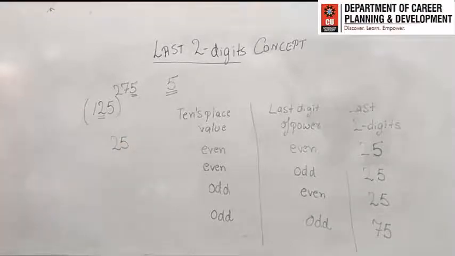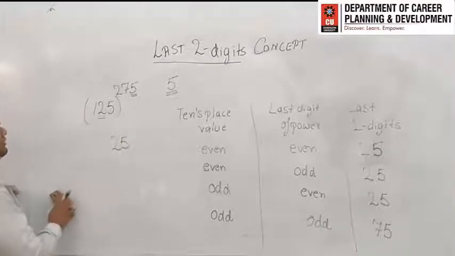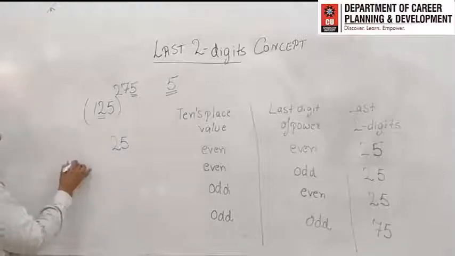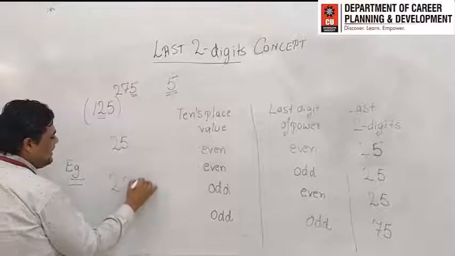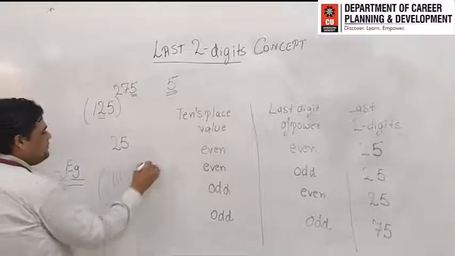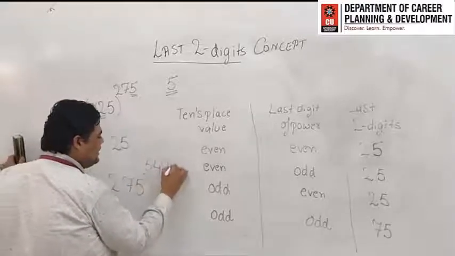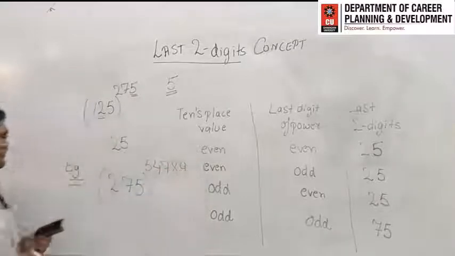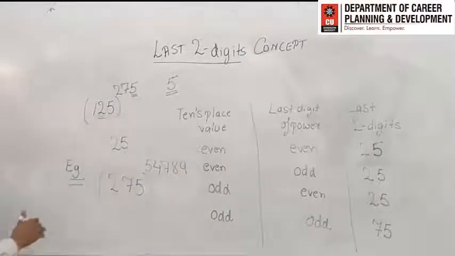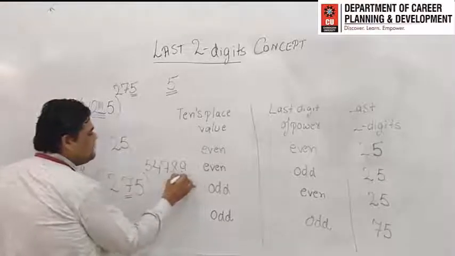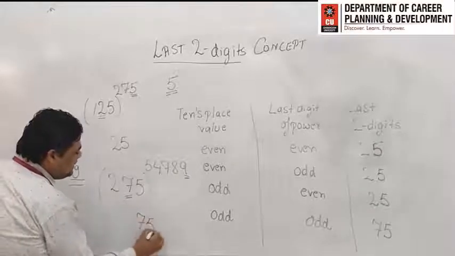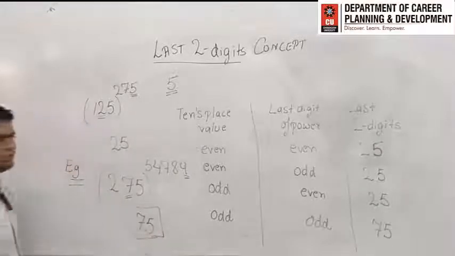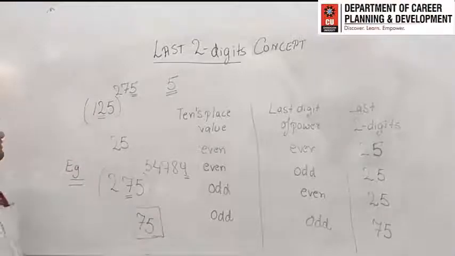Okay, so this is the concept of the last two digits. Let's take one more example. If we are given 275 raised to the power 54789, here the tens place value is odd and the last digit of the power is also odd. So the last two digits will be 75.